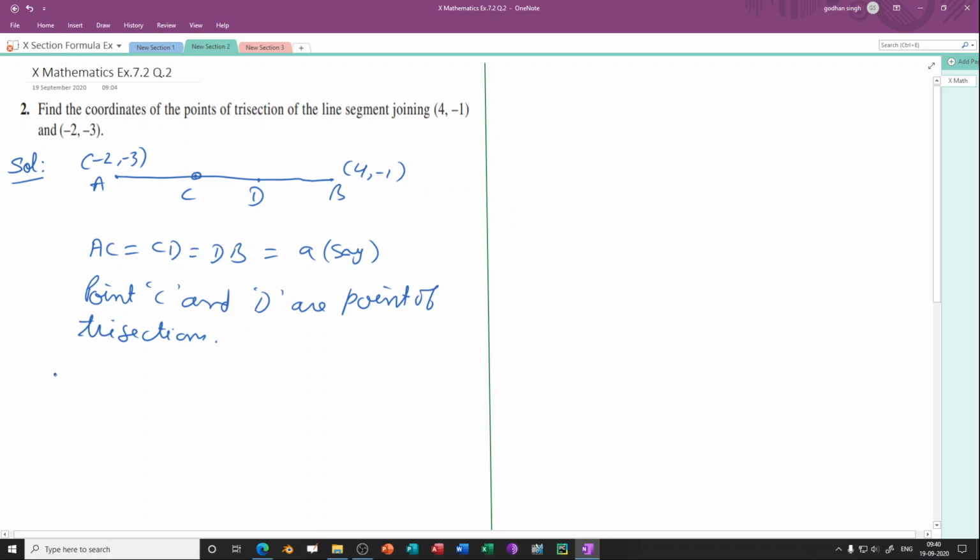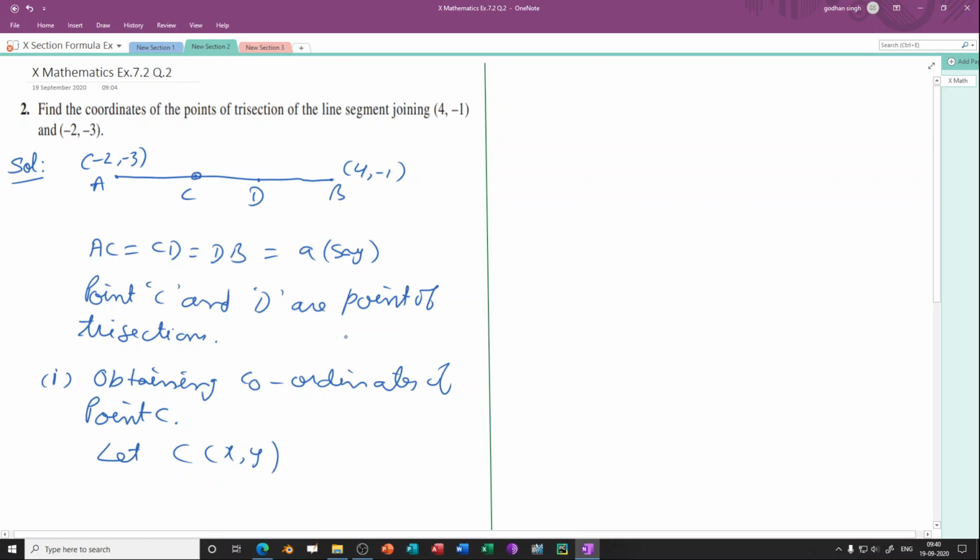So case 1, obtaining the coordinates of point C. Let C be x, y for the time being, and now we'll use the section formula. C is dividing AB into two parts. Let us see what ratio we obtain here. A is given, B is given, but the ratio is not given, that we will have to derive on our own. It is given, but indirectly.